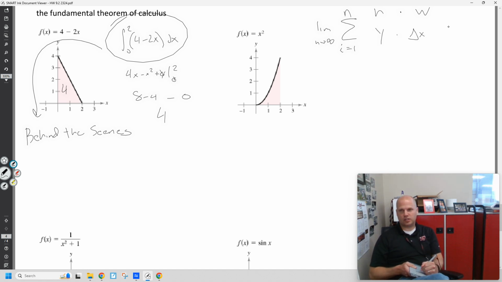Now, how do you find your delta x's? The width of all your objects. Well, it's however long your base length is divided by how many objects you have. To find however long your base length is, you're going to do b minus a. What the heck is b minus a? Well, a is your start and b is your finish in terms of your x values. Cool. Where do your y's come from? Your y's come from plugging in x's, very specific x's, into your function, 4 minus 2x, x squared, et cetera.